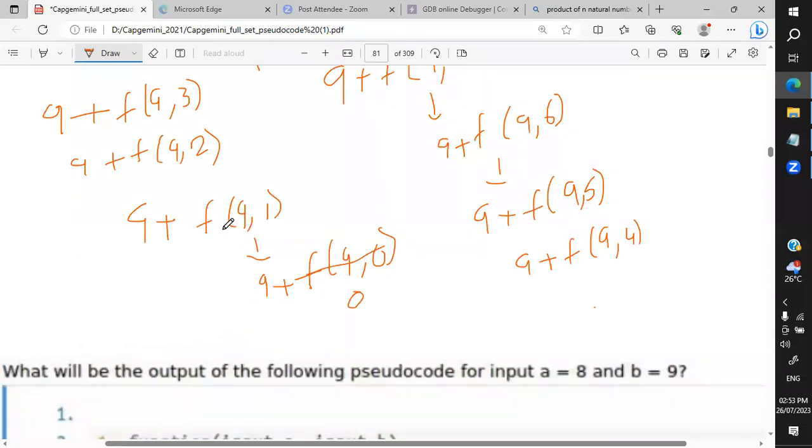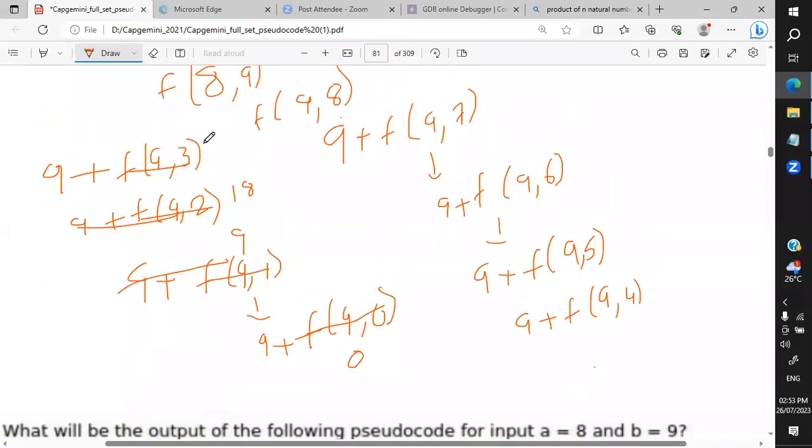This is 9 plus 0. It returns here, which is 9. 9 plus 9 is 18. It will return here. 18 plus 9 is 27. Am I right? That 27 will be returned here. Now 27 plus 9 is 36. 36 will be returned here. Now 36 plus 9 is 45. 45 will be returned here.